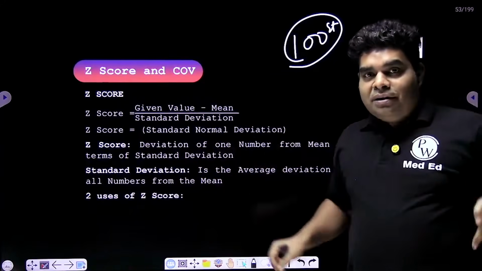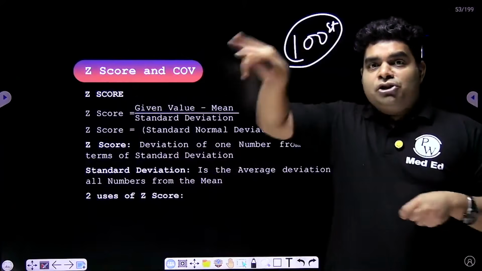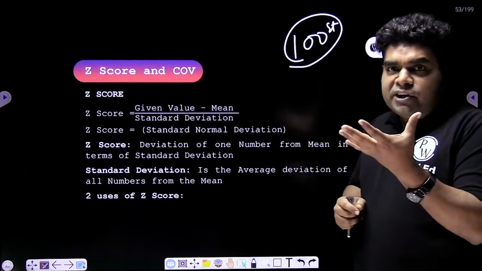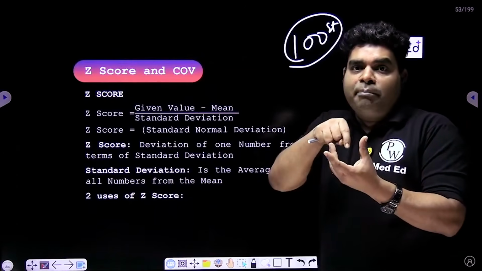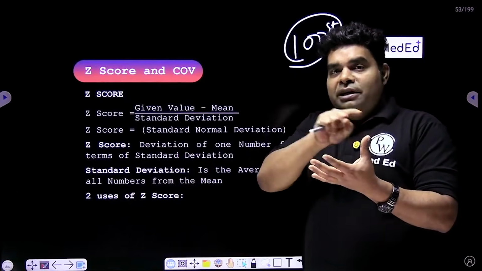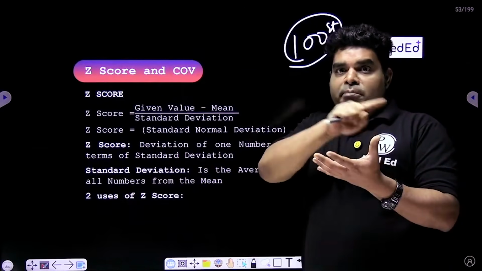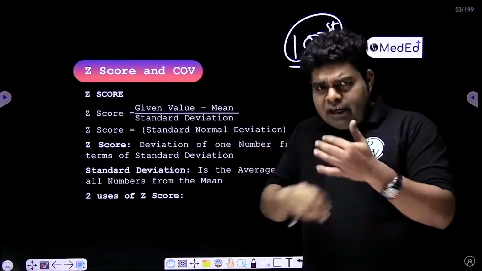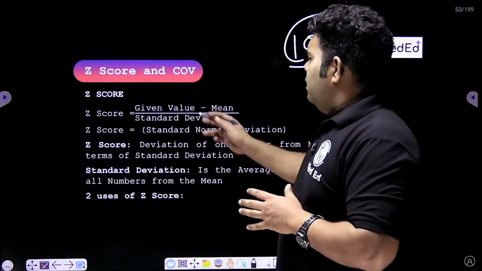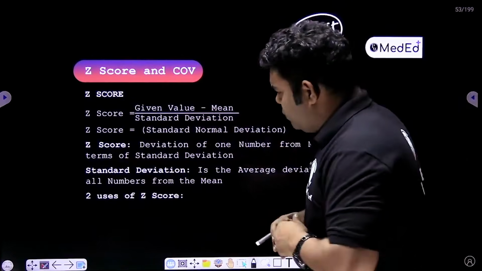If I want to know how far is Rahul from Monica, one student from the center of the class, this is Z score. And if I want to know how far is each student from the middle student, that is standard deviation. Standard deviation is how far is each number from the middle number of the sample. But if I want to know how far is one number from the middle number, not all the numbers, just one number from the middle number, that is Z score. Let me explain it more with these two examples. Z score has this formula: given value minus mean, divided by standard deviation.